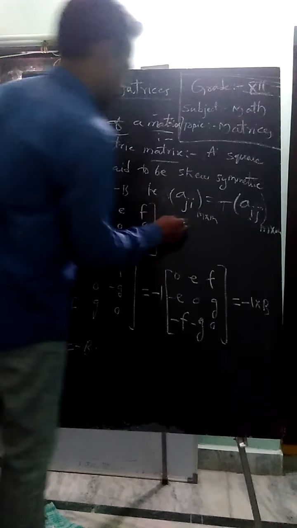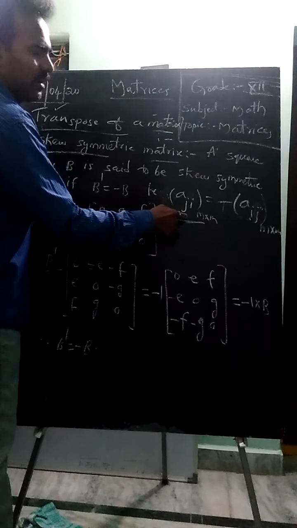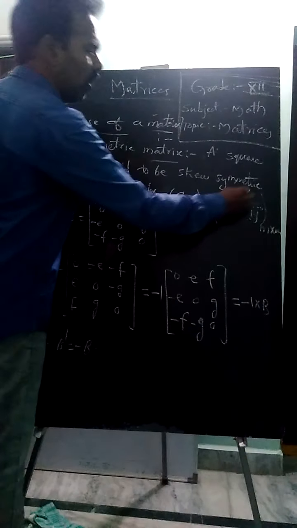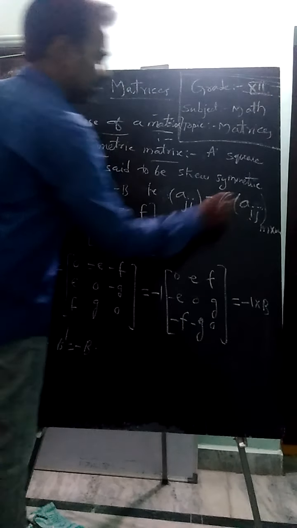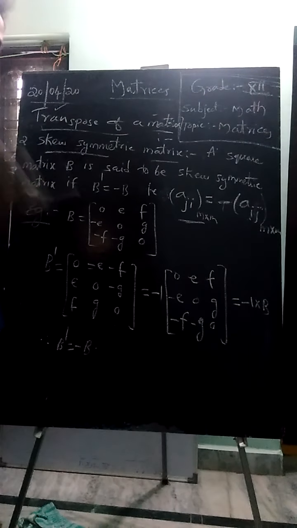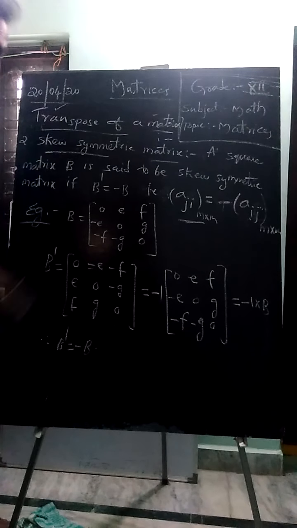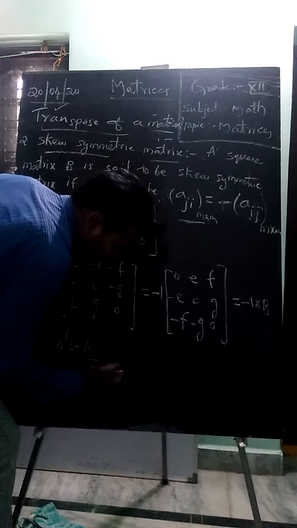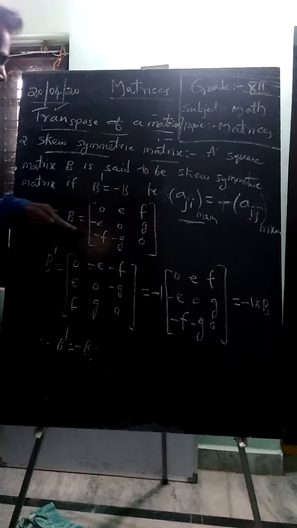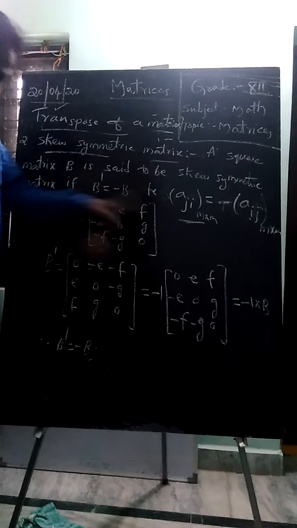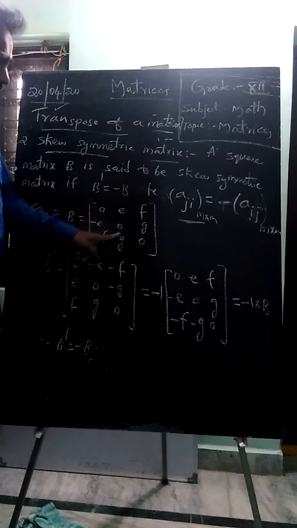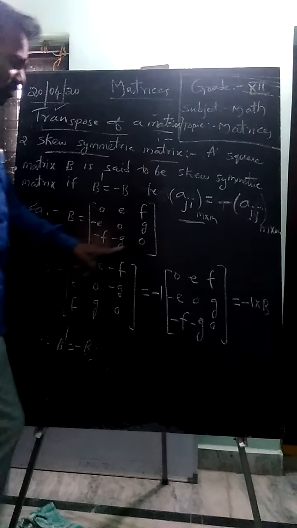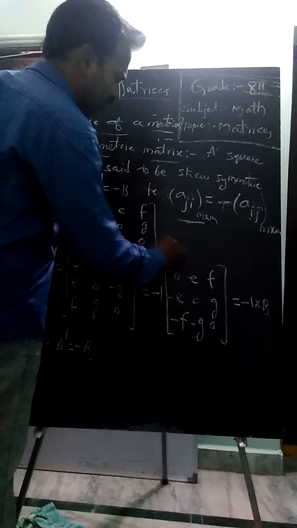So minus to itself. Transpose of a matrix equals the negative of the matrix itself, or else the additive inverse of itself. Let us consider one example. And one more point, students. In a skew symmetric matrix, let me write later. Now let us take B matrix as 0 E F, minus E 0 G, minus F minus G 0, which is a 3 by 3 matrix.